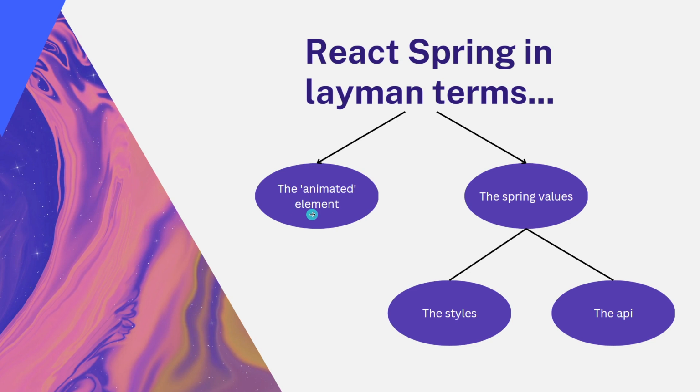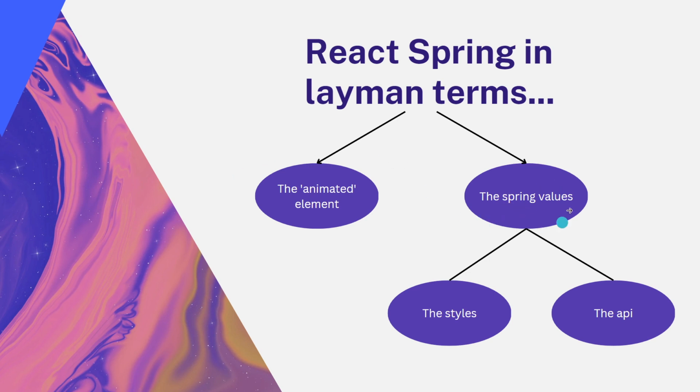The first thing is the animated element. What's the animated element? It's very simple. It's going to be some sort of a div or some other element, whichever you like, which you are going to animate. The only catch here is that you are going to import that element from the React Spring library. I'll give you some examples, don't worry about it.